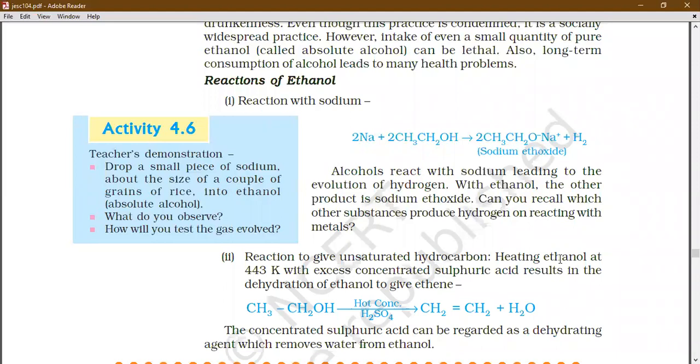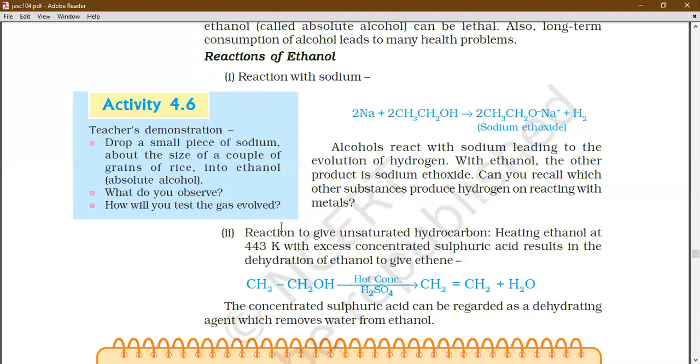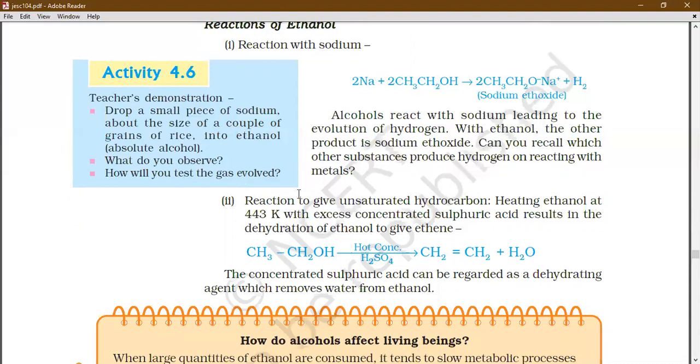Can you recall which other substances provide hydrogen on reacting with metals? Activity 4.6. Teacher's demonstration. Drop a small piece of sodium about the size of a couple of grains of rice into ethanol. What do you observe? How will you test the gas evolved?